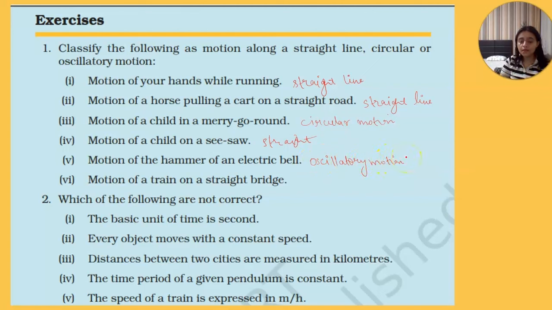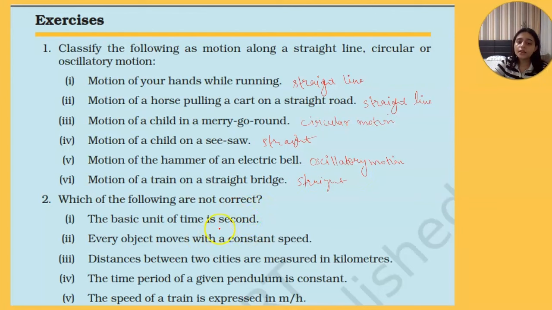If you have any sort of doubts in knowing which type of motion I'm talking about, we have already discussed it in part 1, section 1 of this chapter. Please go, I'm going to mention that part in the description. Please go and check that first, and then come here and see these questions, right? Motion of a train on a straight bridge is going to be straight. If you have any sort of doubt, just look at that video first.